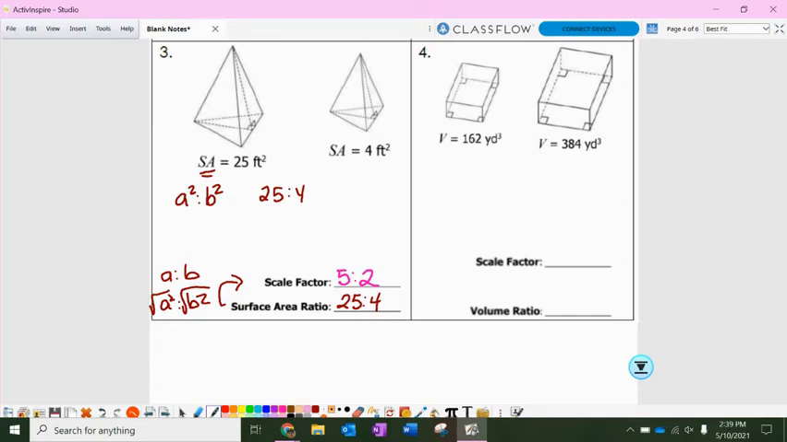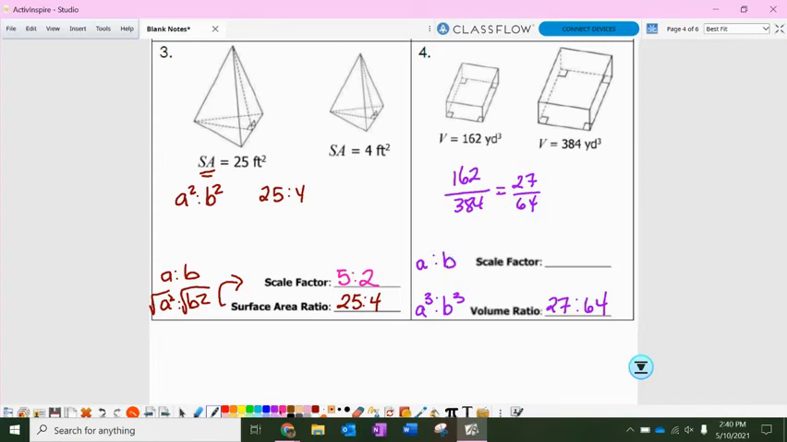So here they gave us the volumes. And so if I write that as a fraction, the volume is 162 over 384. If you use your calculator, that simplifies down to 27 to 64. Okay, so that's the volume ratio, 27 to 64. Now remember, the volume ratio is A cubed to B cubed. So if I want the scale factor, it's just supposed to be A to B.